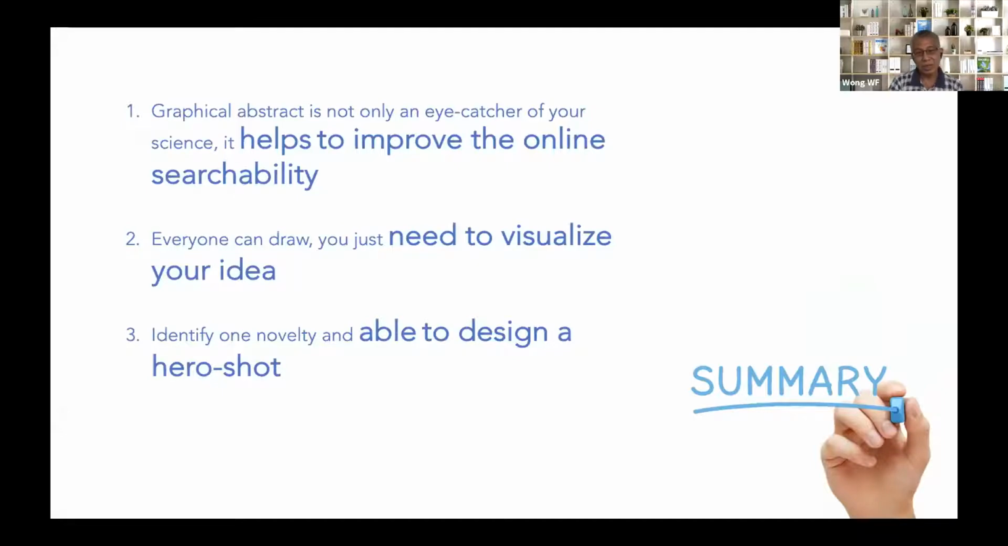So what we learned today. In summary, a graphical abstract is not only an eye catcher, it helps to improve your online searchability. And I think you need to visualize your ideas. That is something very important, far more important than learning about the software. And of course, always focus on coming up with a hero shot, because if you get a hero shot, you can make sure you spend your money wisely, because you can get an expert to do a nice graphic of the hero shot and you can reuse it on many occasions.